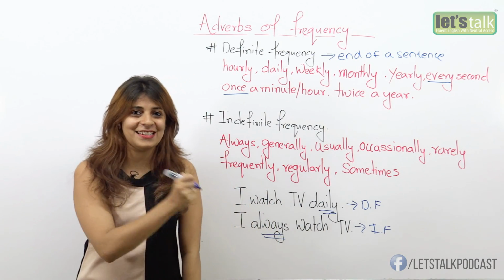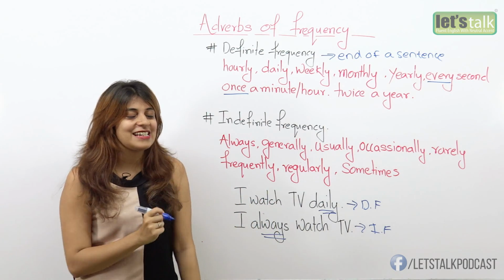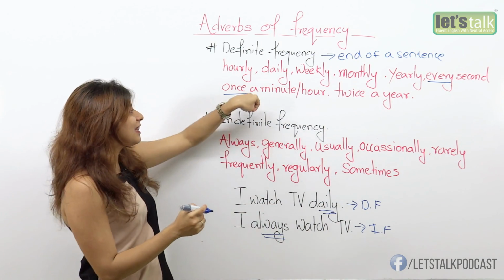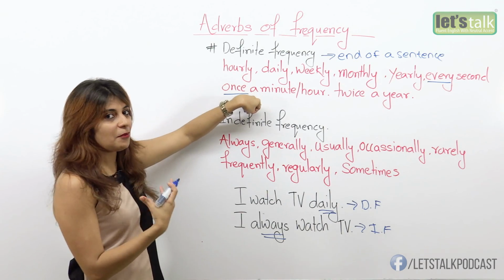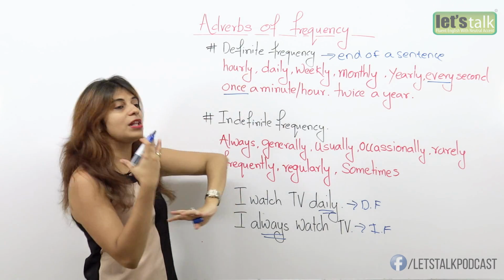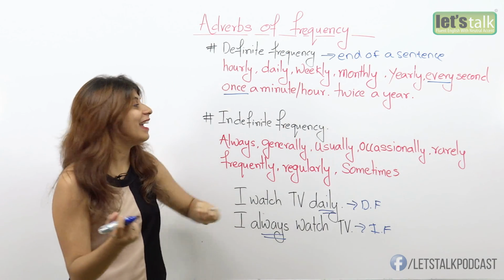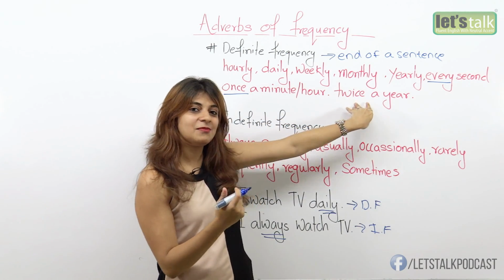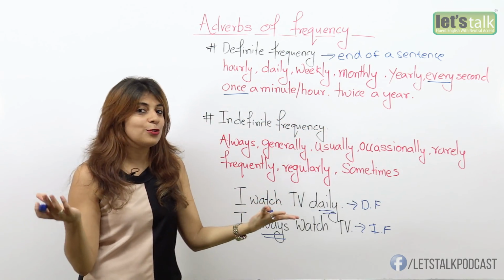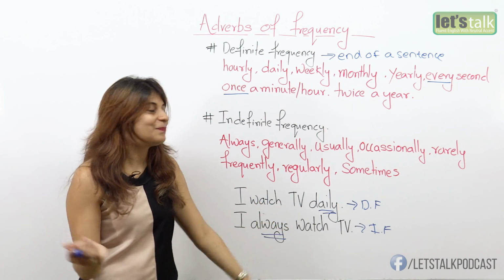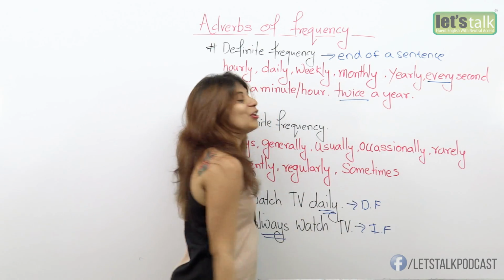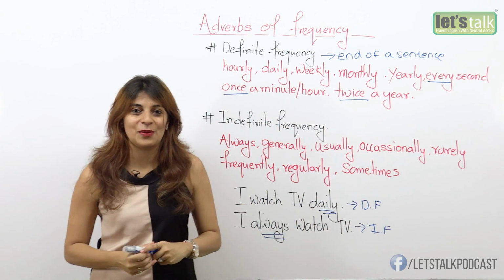Yes, do you do that? Well, if you are an addict, I'm sure you do that. But this is the way you will use this adverb of frequency. So either you can use it once a minute, once an hour, once a month, okay? And then we have twice a year. I go to London twice a year. So this is the way you would use these adverbs of frequency.